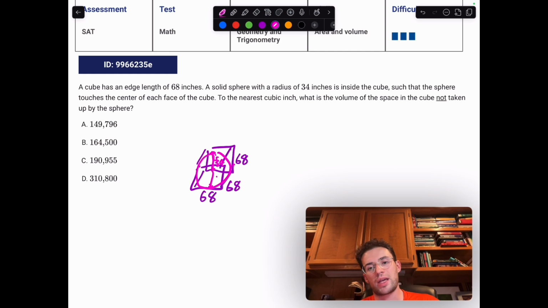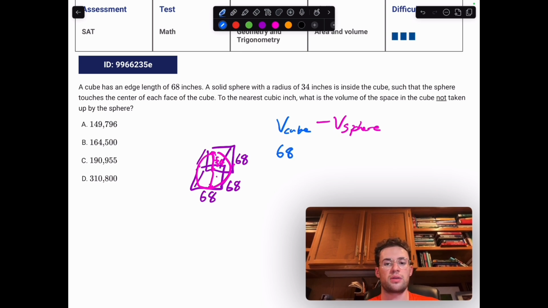To the nearest cubic inch, what is the volume of the space in the cube not taken up by the sphere? All right, so we just do the volume of the cube minus the volume of the sphere, and that would be the space that's left over. So the volume of the cube will just be 68 cubed, I just multiply the 3 dimensions. The volume of a sphere is 4/3 times pi times the radius cubed. In this case, our radius is 34. So we would do it like that.